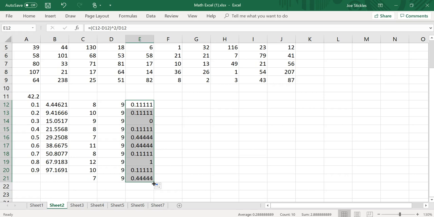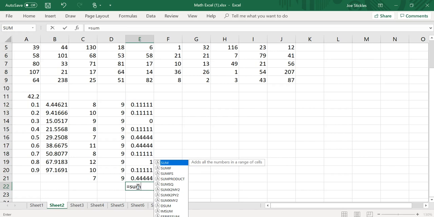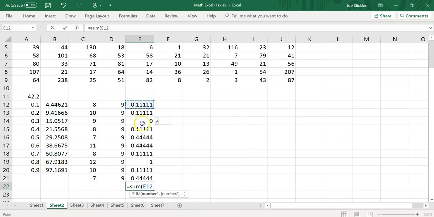This gives us our chi-squared statistic. So when we sum that up, we get 2.8 repeating, 2.89 there. That's our chi-squared statistic. So we want to check that against a chi-squared distribution, and see what the p-value is.